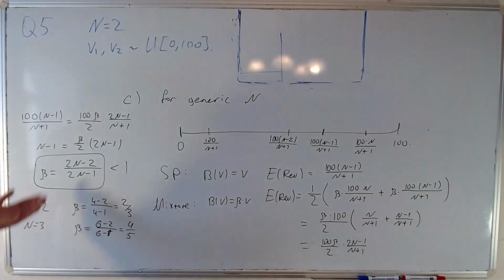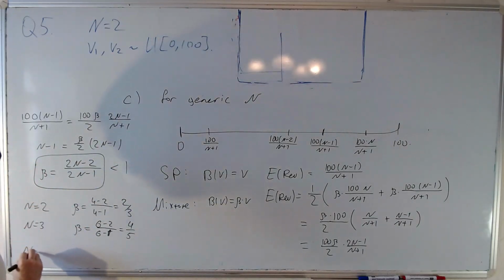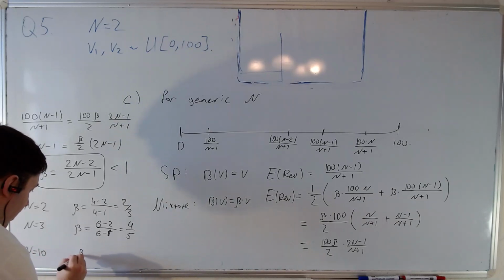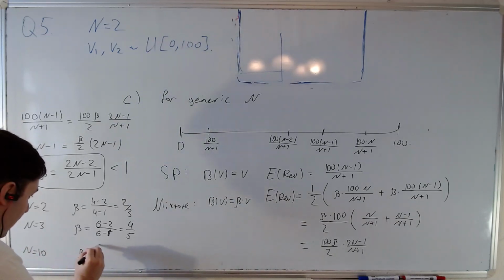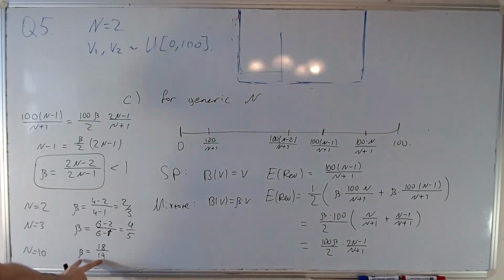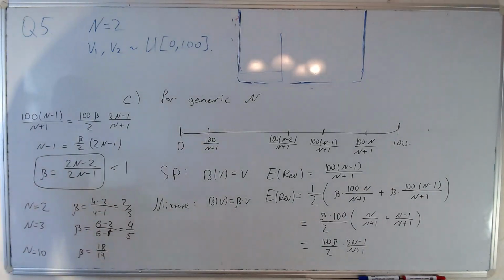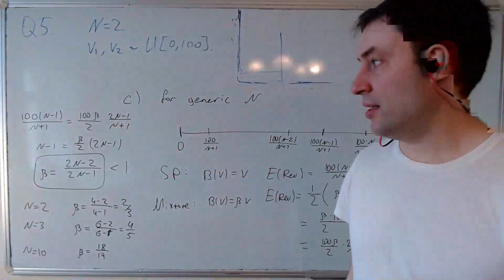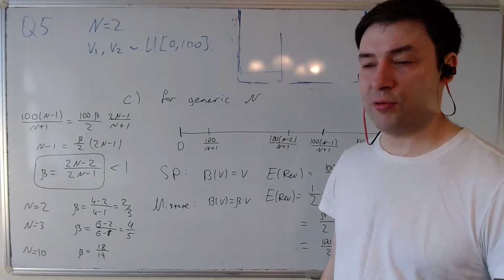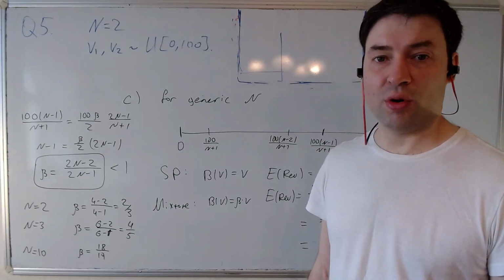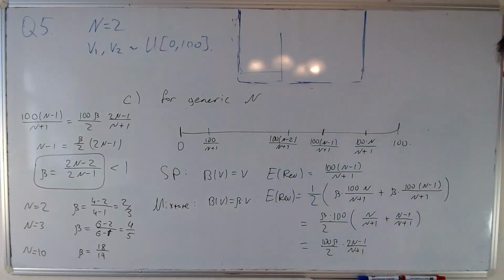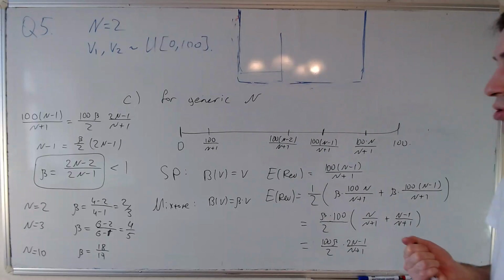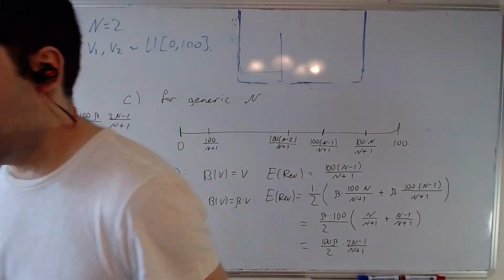But now notice that we solved it in general, so we can do n equals 10, for example. Then beta will be 18/19. So you see the coefficient gets very close to bidding your true value. But that's also expected. Even in the first price auction, when you get a lot of bidders, you would start bidding very close to your value. So that makes sense. Okay, so that's how you solve question 5.